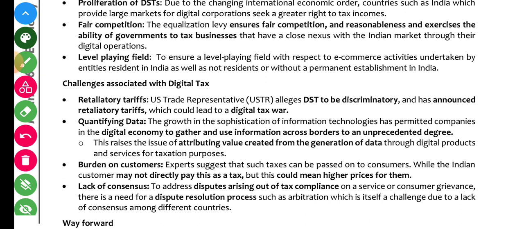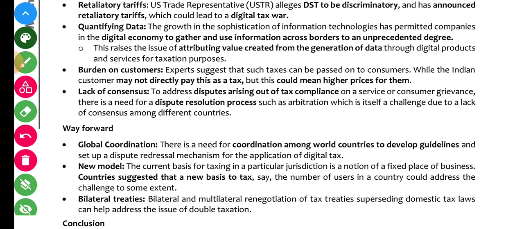What are the challenges associated with digital tax? Retaliatory tariff. The US Trade Representative considers the digital service tax to be discriminatory and has announced retaliatory tariffs, which could lead to a digital tax war. Quantifying data, that is, inadequate data for quantifying digital transactions. Okay, so keep this in mind.